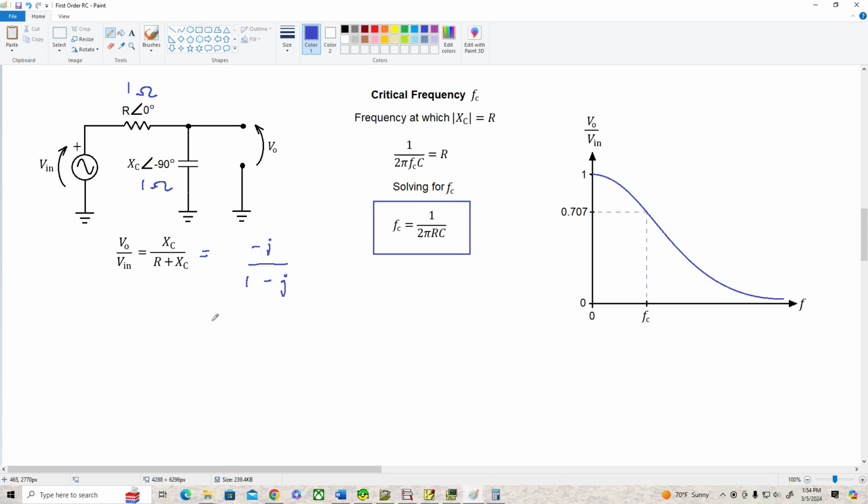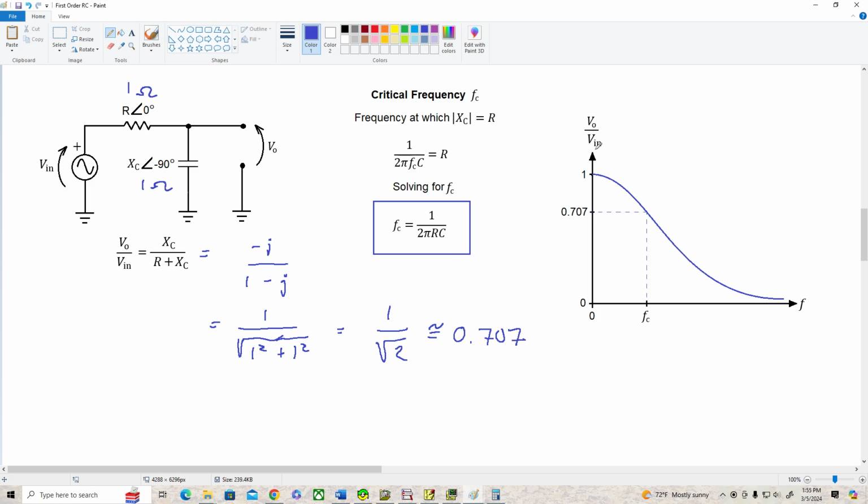So the magnitude of the numerator is simply 1, and the magnitude of the denominator is going to be the square root of 1 squared plus 1 squared, which gives us 1 over the square root of 2. So at the critical frequency, the response is equal to 1 over square root of 2, which is approximately equal to 0.707. So that's where this value comes from.